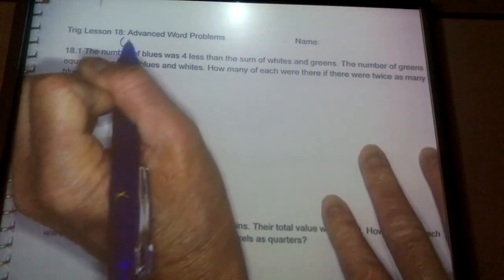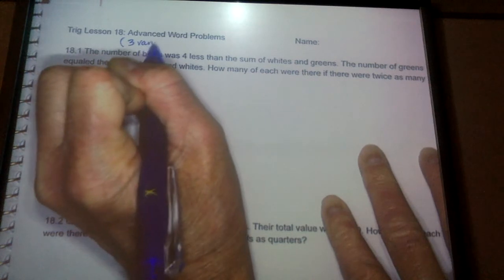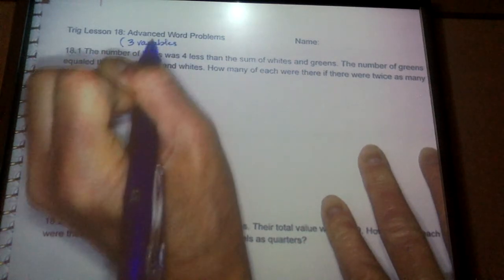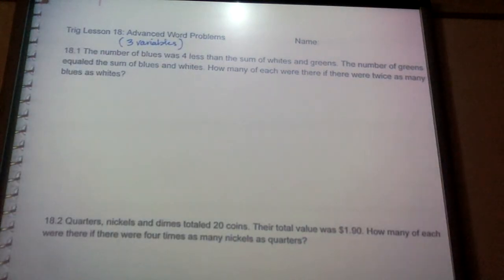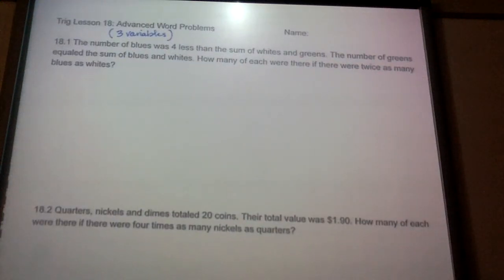Now, advanced word problems means we're probably going to be solving for 3 variables. And you're going to have to be able to set up those equations based on what they give us. This is not review. Okay, we did not do this in Algebra 2.